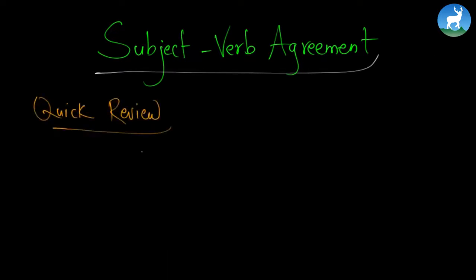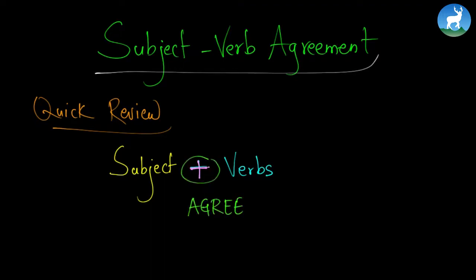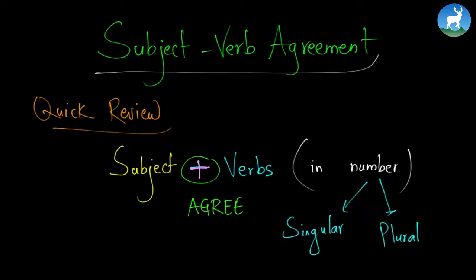Subjects and verbs must agree with one another in number, that is either singular or plural. Correct? Thus, if a subject is singular, its verb must also be singular. If a subject is plural, its verb must also be plural. Right, so this is the basic rule and we'll elaborate on this basic rule.